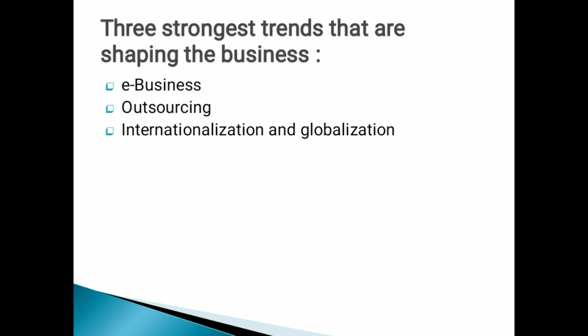So there are three strong trends that are shaping business. Number one is e-business, then outsourcing, and the last is internationalization and globalization. As far as your syllabus is concerned, we will cover the concept of e-business and outsourcing in chapter 5, and internationalization and globalization later on in chapter 10.